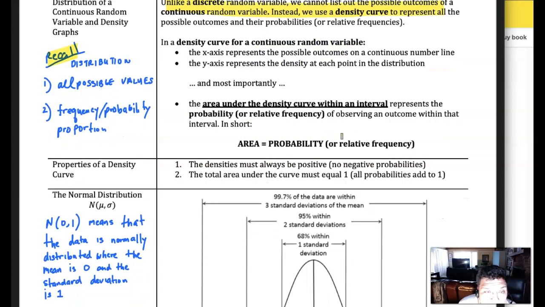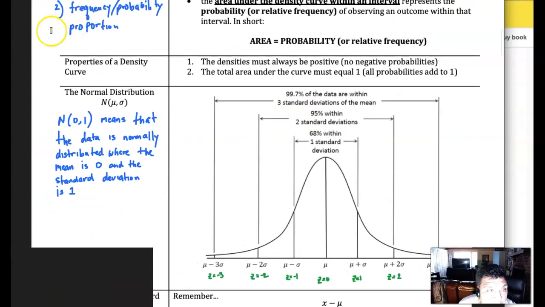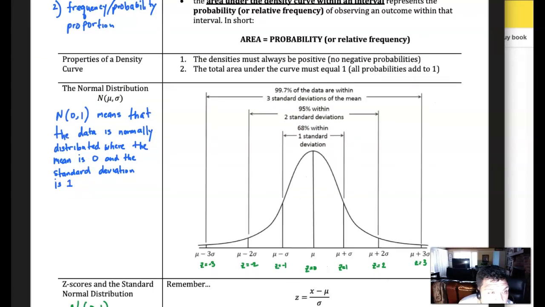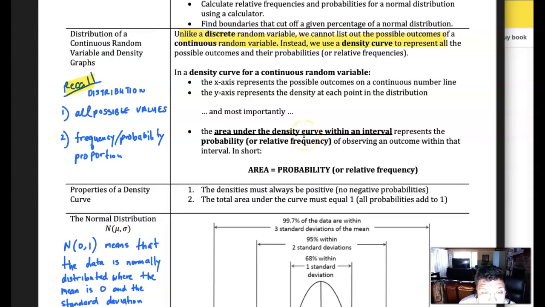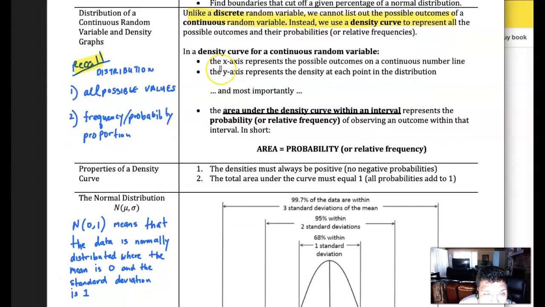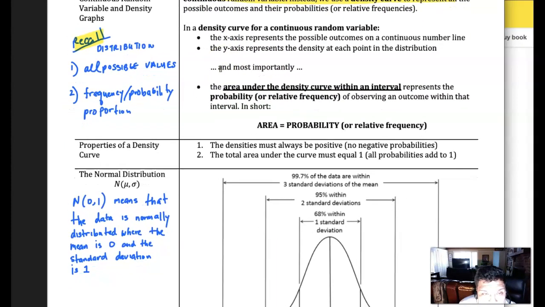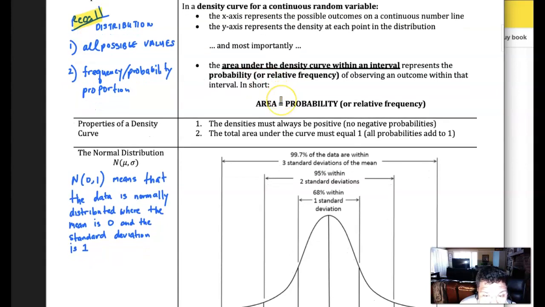And so in a continuous random variable, we look at the curve, something like this, these normal distributions, which we're going to focus on. Those are called density curves, right? And on those curves, the x-axis represents the possible outcomes, the y-axis represents the density at each point in the distribution, right? And most importantly, the area underneath the curve of a density curve, right?